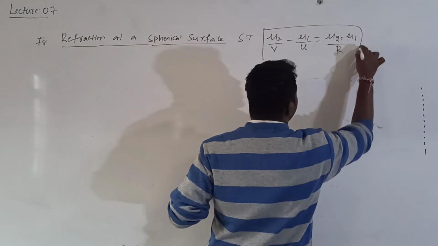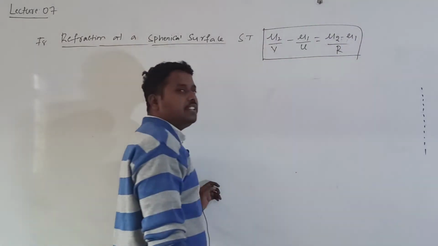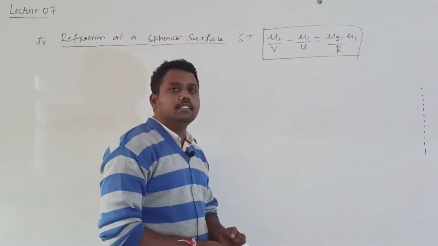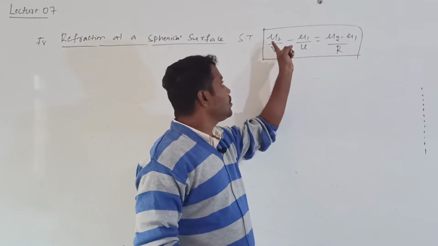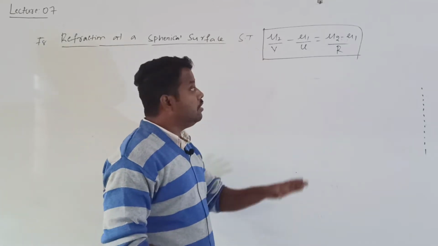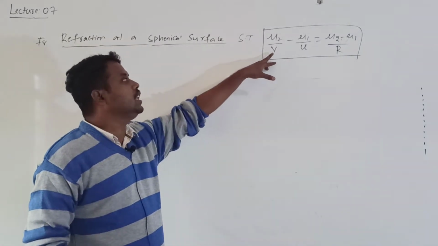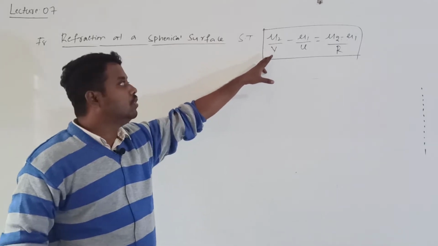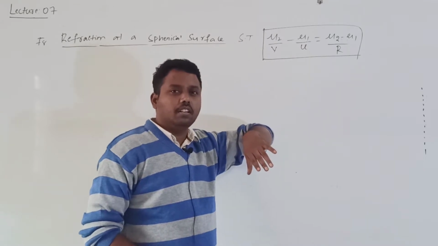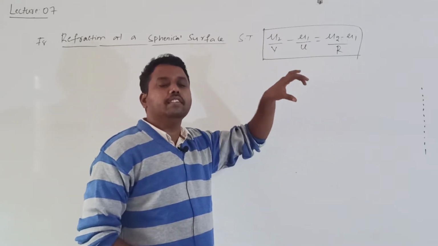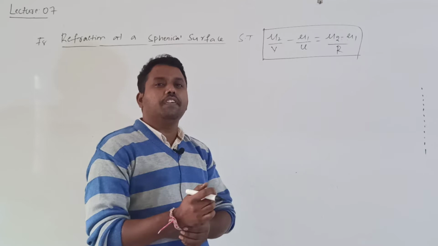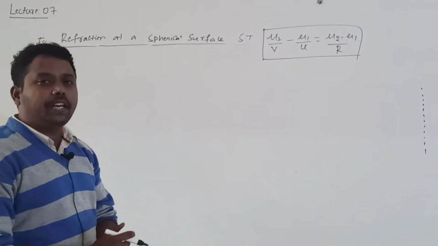This is the derivation we want to prove. This derivation gives us the relation between object distance, image distance, radius of curvature and refractive indexes of the object space and image space. I will show you clearly. Basically you should know what is V, image distance, what is U, object distance, what is R, radius of curvature. Now what is mu1 and mu2? Mu1 is the refractive index of the medium in which object is placed, and mu2 is the refractive index of the medium in which we will get image.